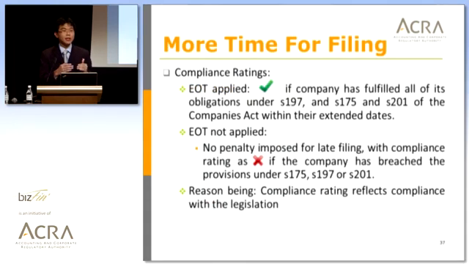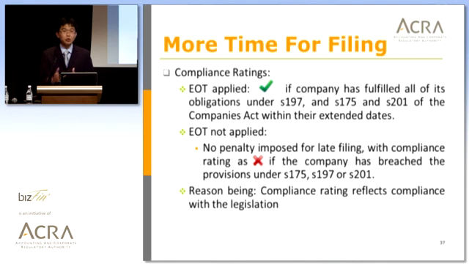However, for these 2 assistance that we are rolling out, which is the extension of time and the penalty waiver, we wish to highlight that there is a difference in terms of how the compliance rating will be impacted for your company. So let's say if your company chooses to rely on the extension of time assistance we will be providing, the compliance rating will show a tick if the company actually fulfills all its obligations under 175, 197 and 201 within the extended date.